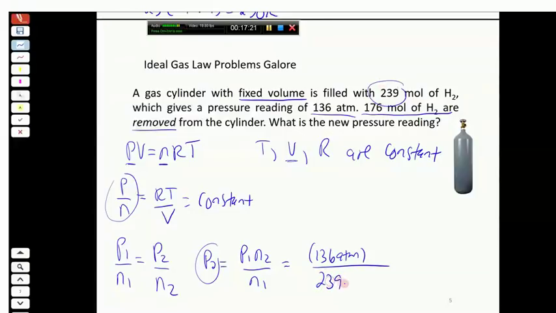We have to be a little bit careful in this problem with N2. So N2 is not the number of moles we removed, it's the number of moles that are left at the end. Whenever we're talking about the ideal gas equation, if we're talking about the term N, which is the number of moles, we're talking about the number of moles of the gas that we have, not the number of moles that we've removed or added. So this final number of moles, N2, is the amount we started with, 239. We subtract the amount we took out, which is 176.